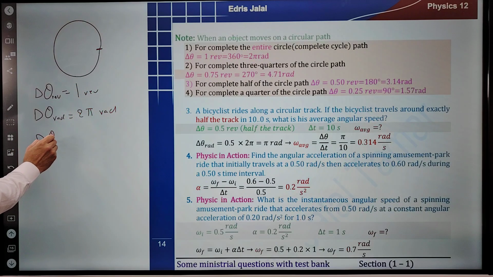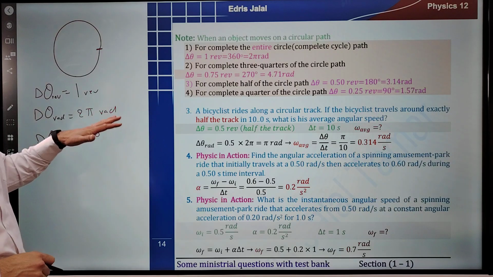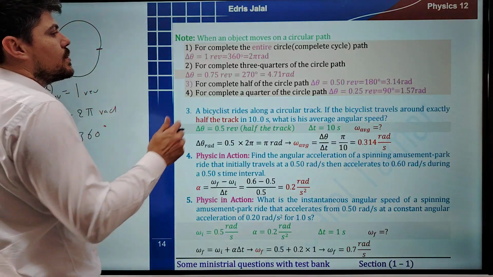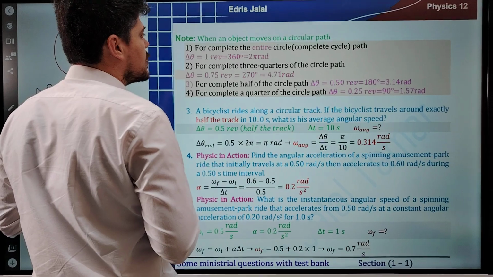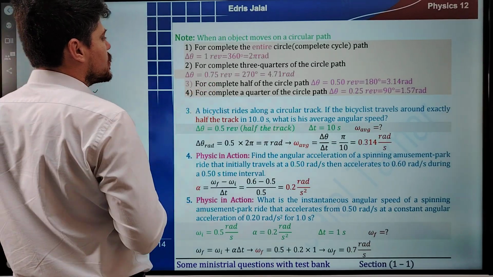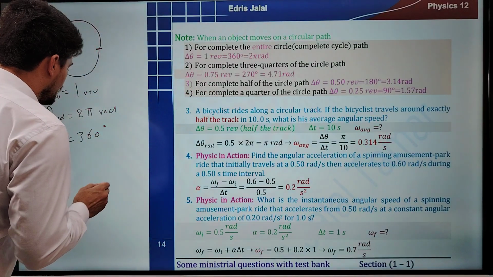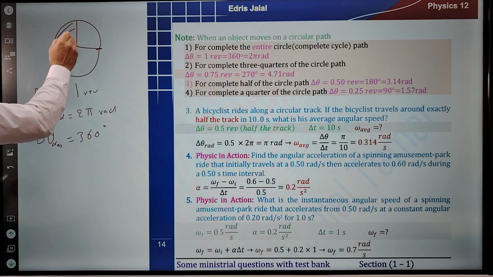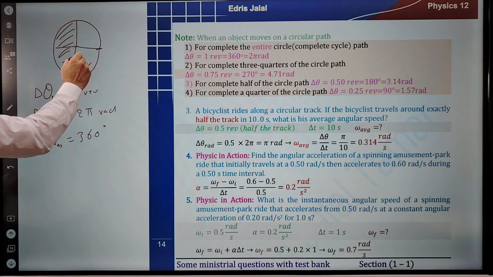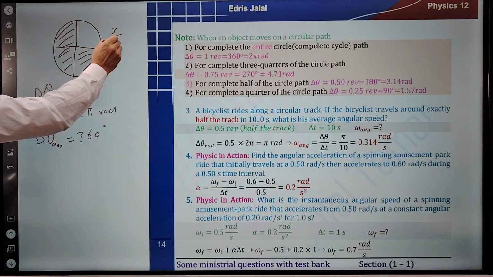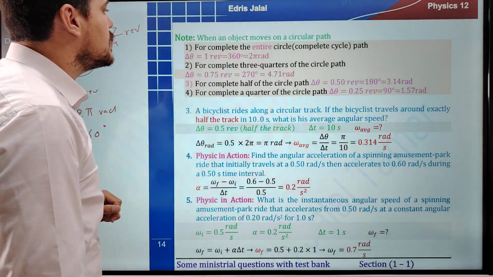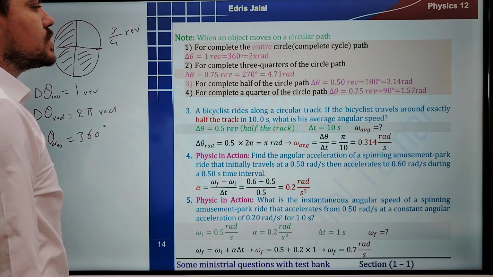How many degrees do we have? 360 degrees. This is for the entire complete cycle, or one complete cycle, or full cycle. For 3/4 of the circular path or circle, theta is equal to 0.75 rev, which is equal to 270 degrees and 4.71 rad.